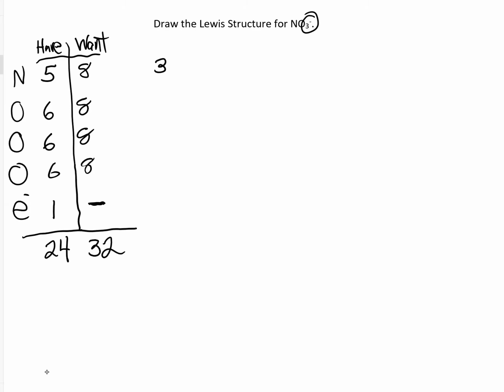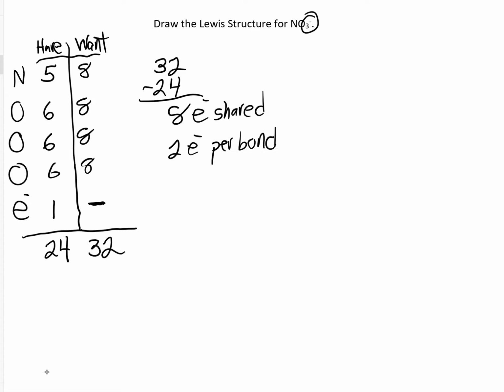Figure out how many bonds we need. 32 minus 24 gives us 8 electrons to be shared. And remember, it takes 2 electrons per bond. So we need a grand total of 4 bonds.